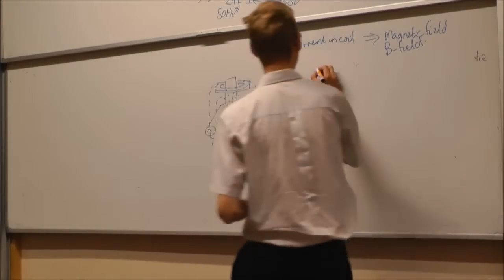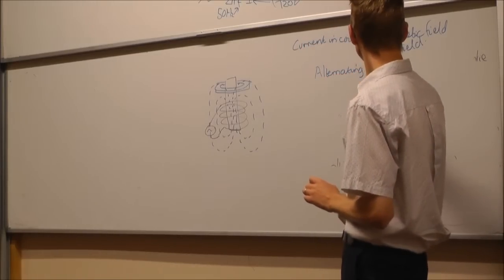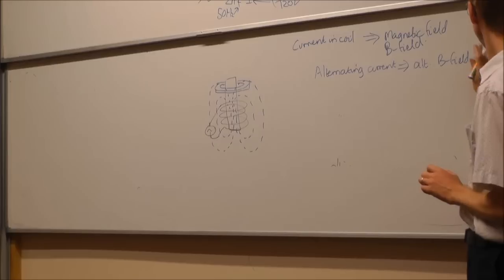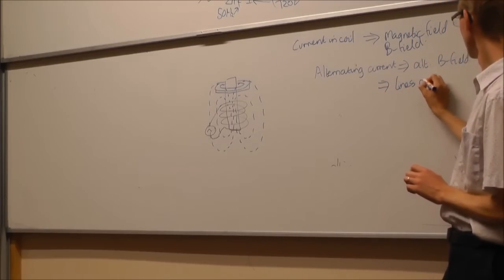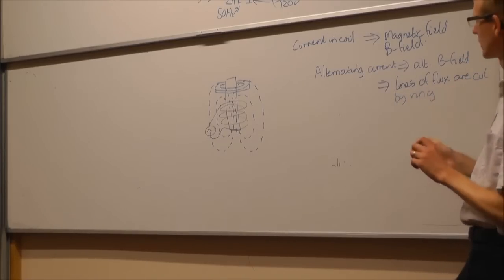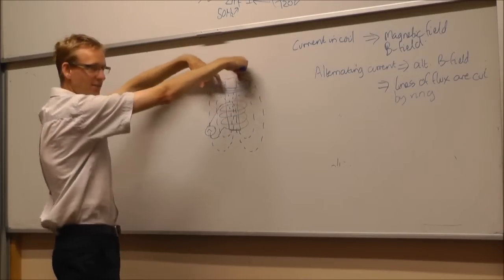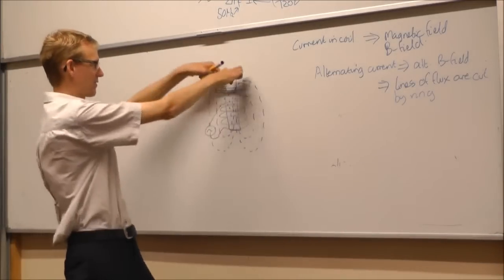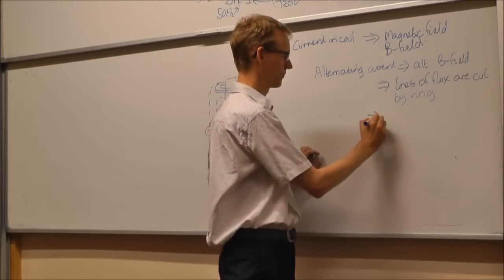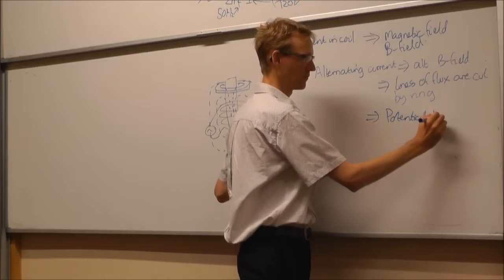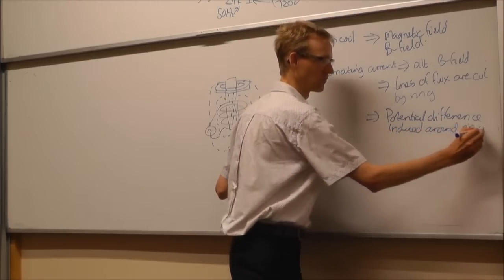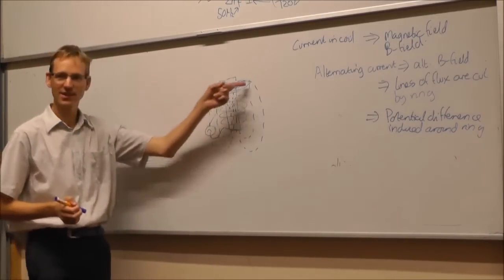So alternating current implies alternating B field, which implies lines of flux cut by the ring. So these lines move in and out of the ring. Faraday's law: flux being cut by the ring means there's going to be a potential difference induced around the ring. Aluminium is a good conductor, so you're going to have current flowing.